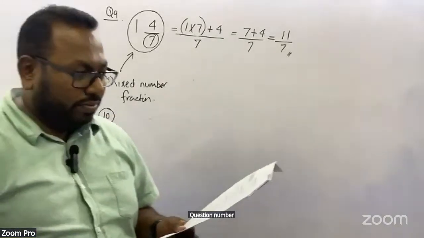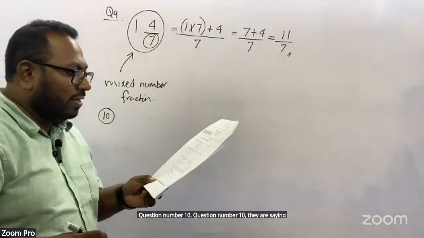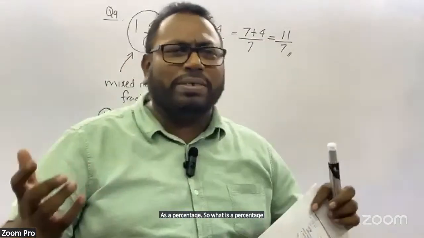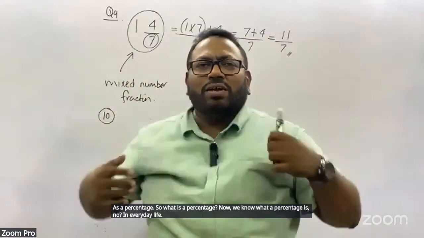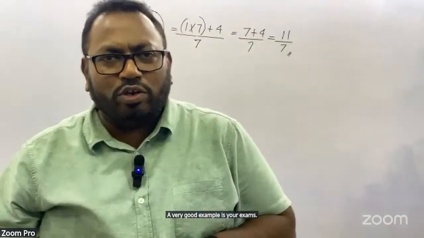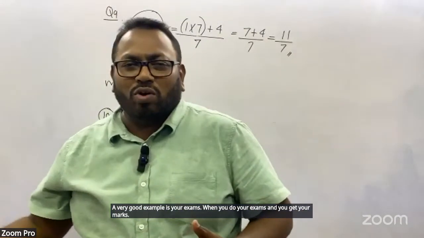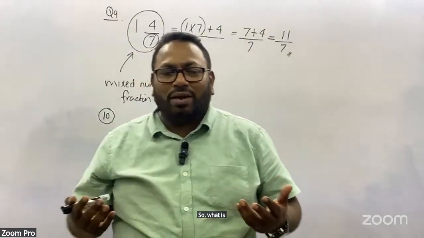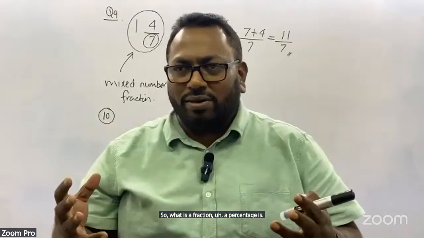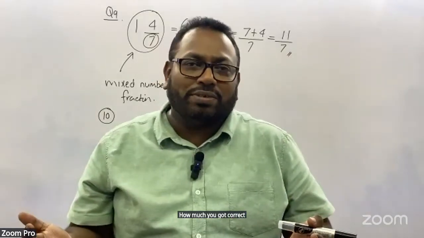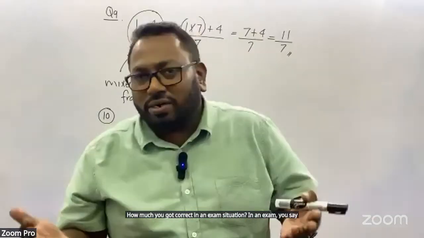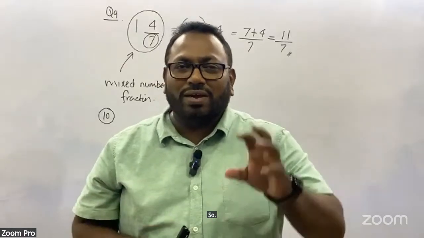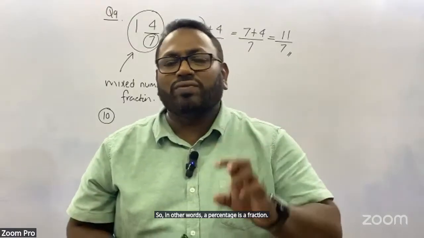Question number 10, they are saying write 1 and 2/5 as a percentage. So what is a percentage? In everyday life, a very good example is your exams. When you do your exams and you get your marks, your friend wants to know how much you got. Your parents want to know how much you got. A percentage is how much you got correct out of 100. In an exam, out of 100 questions, how many you got correct becomes your percentage. So in other words, a percentage is a fraction out of 100.